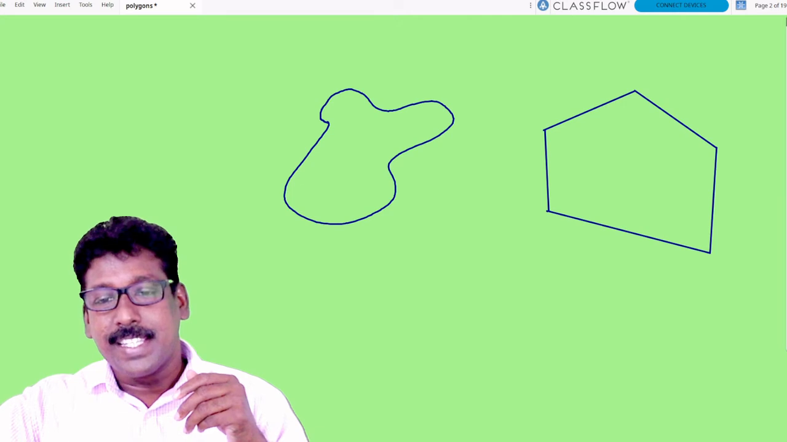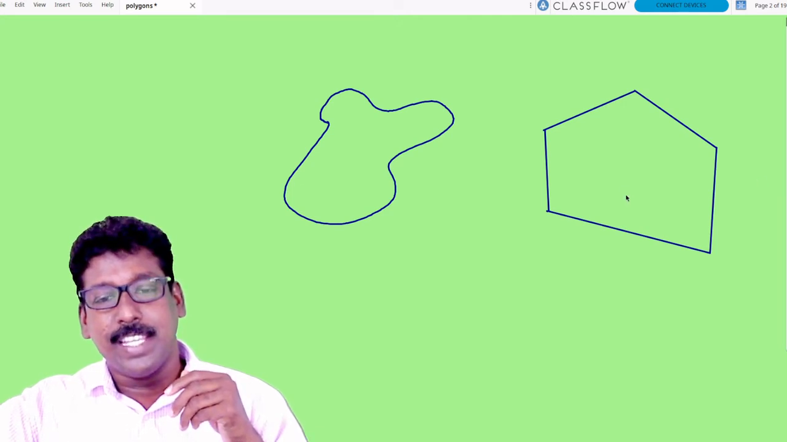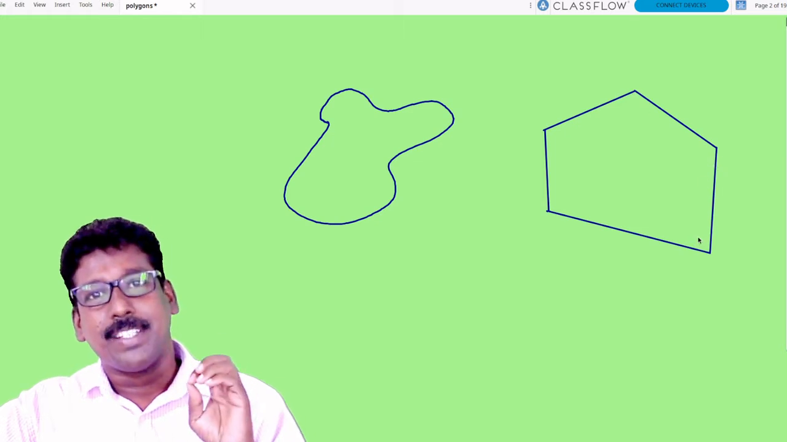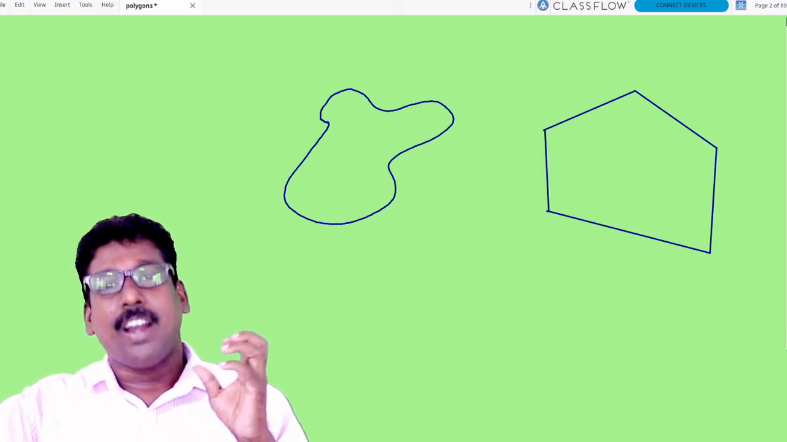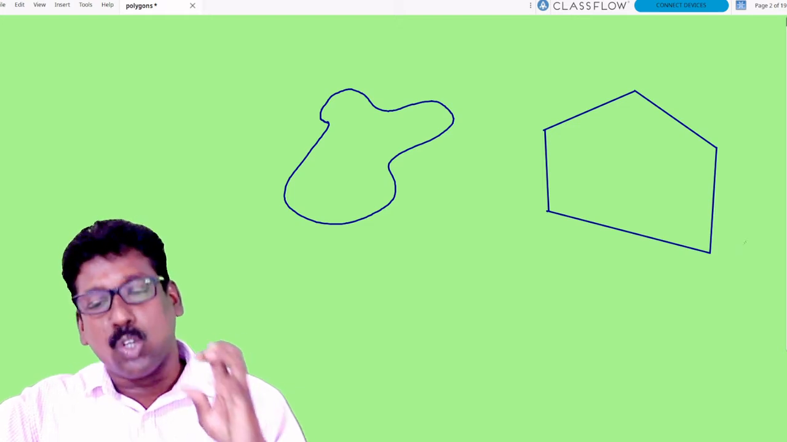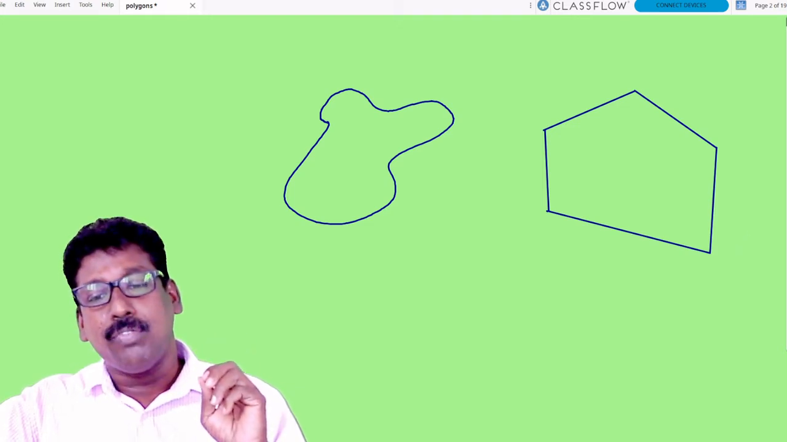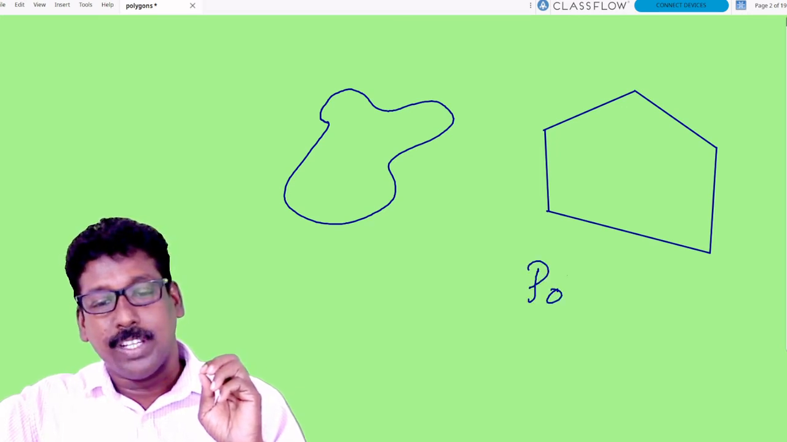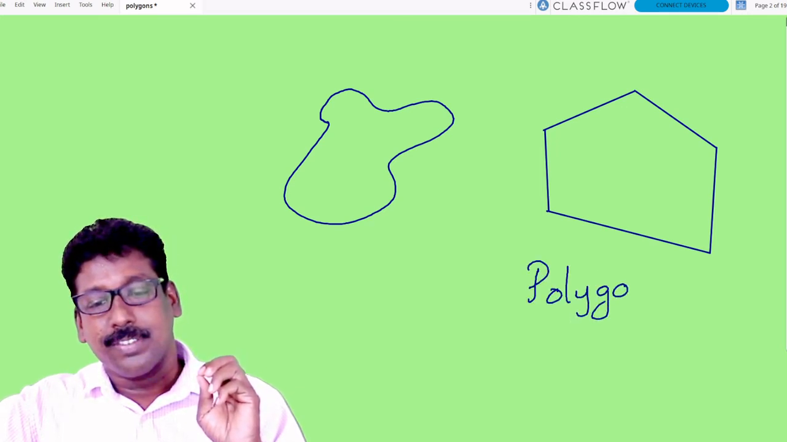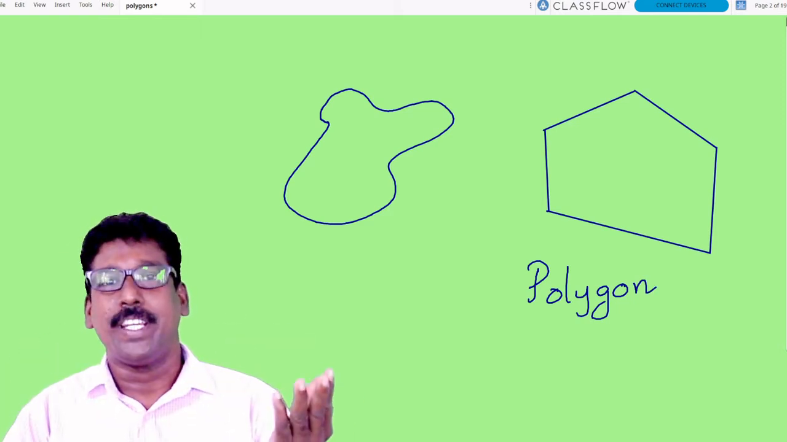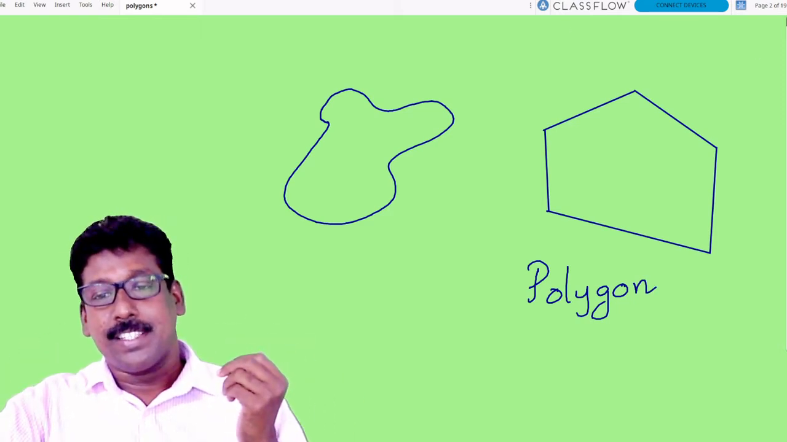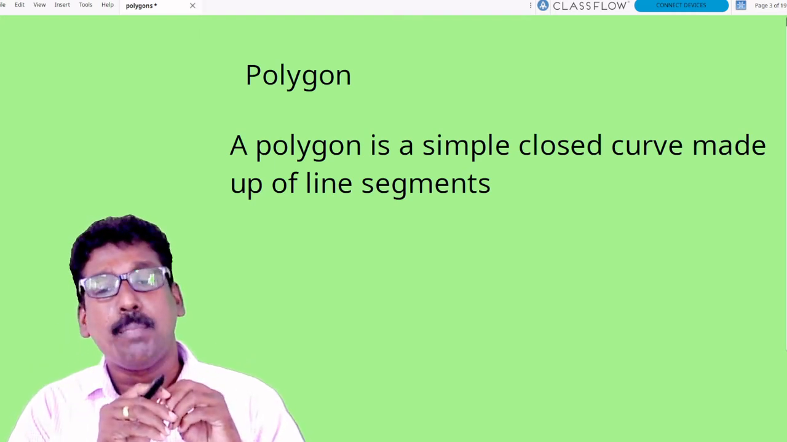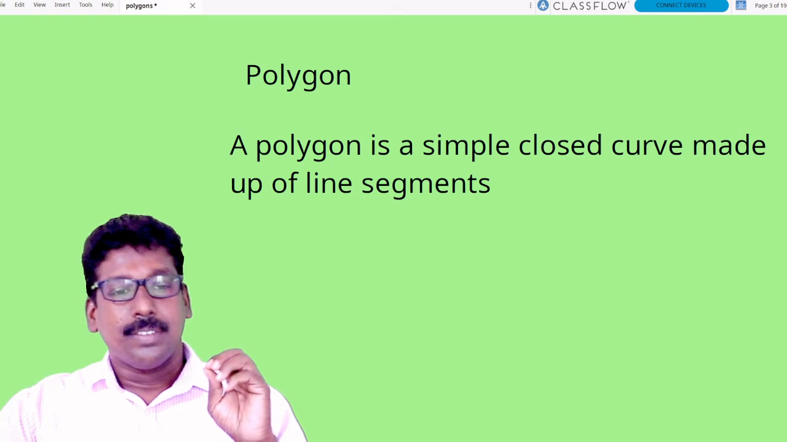Here, in the second curve, you can see the curve is made up of line segments. If the curve is a simple closed curve made up of line segments, we can call it a polygon. So what is a polygon? A polygon is a simple closed curve made up of line segments.